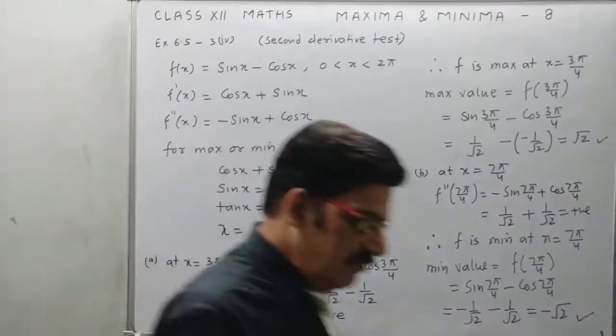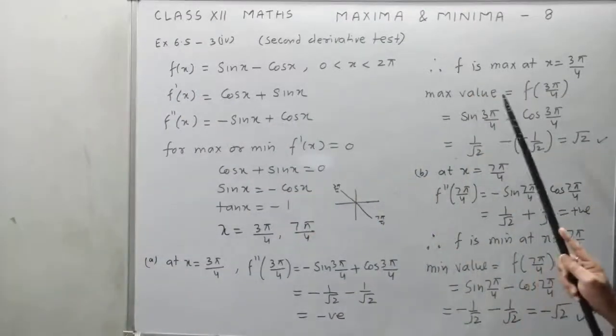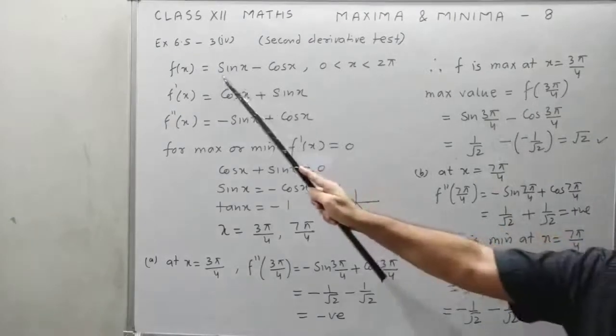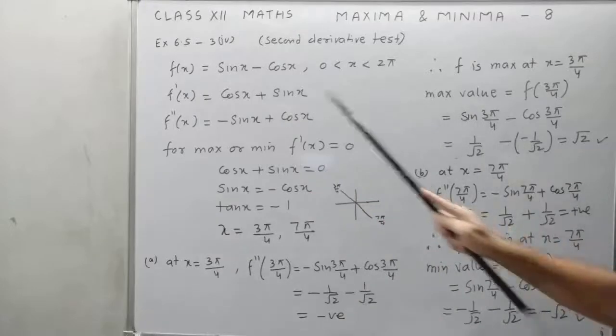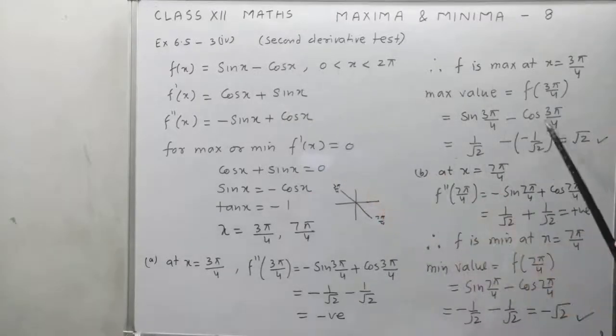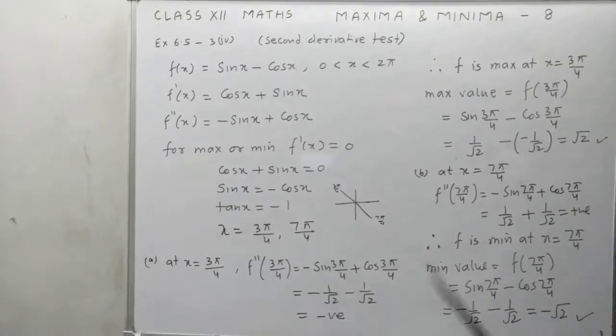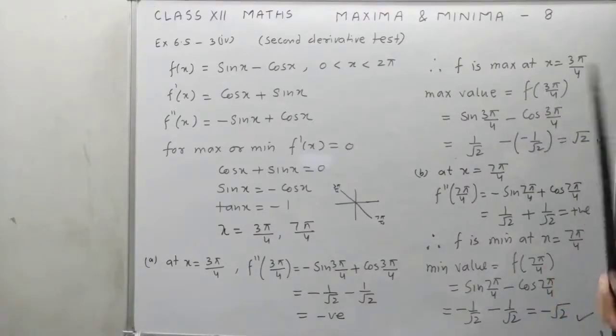And what about the value? For the value, you have to calculate the function at this point, that is 3 pi by 4. So sin 3 pi by 4 minus cos 3 pi by 4. Substitute the values: 1 by root 2 minus of minus 1 by root 2. You get 2 upon root 2, that is again root 2. Root 2 is the maximum value of the function at x is equal to 3 pi by 4.